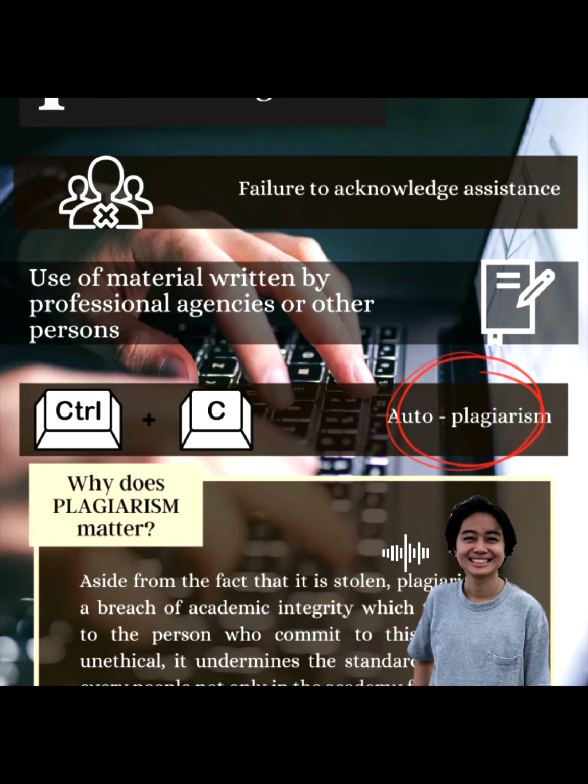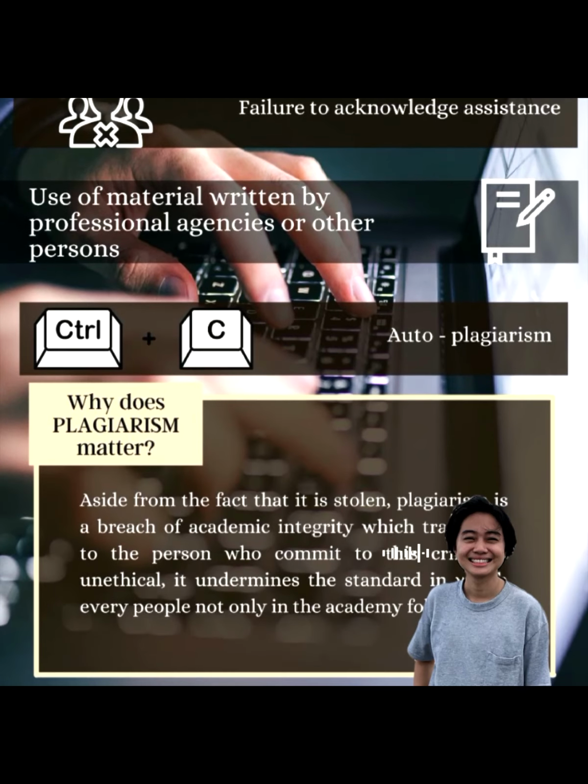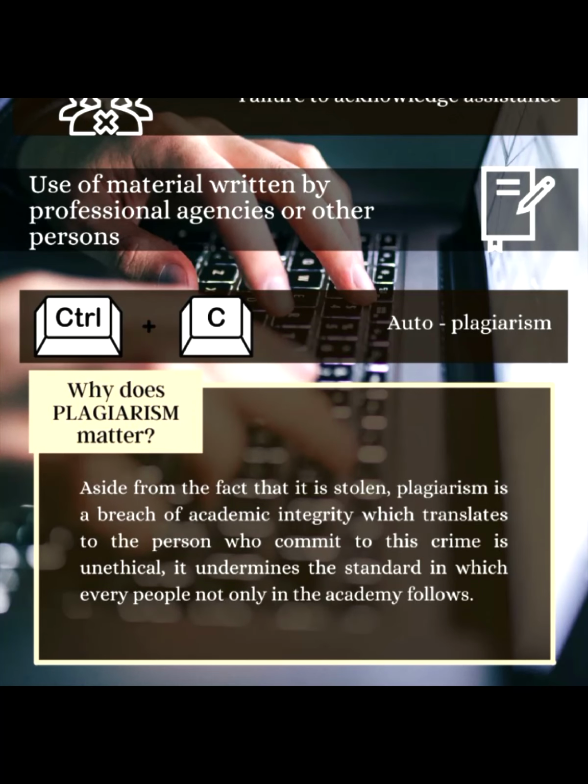Lastly, auto-plagiarism is also known as self-plagiarism. As discussed earlier, it is reusing text or attributes from your previous work without acknowledgement. Why does plagiarism matter? Of course, it should matter. As a matter of fact, plagiarism should be perceived by people to the same degree as theft, as it is basically a theft, but with many forms.